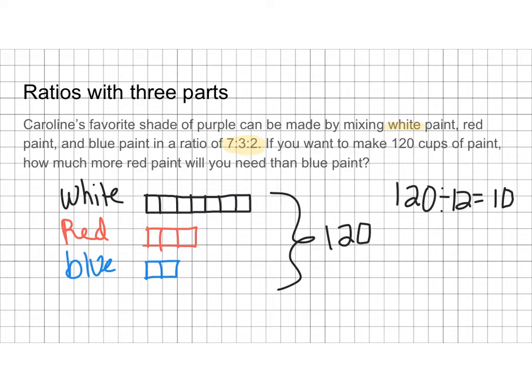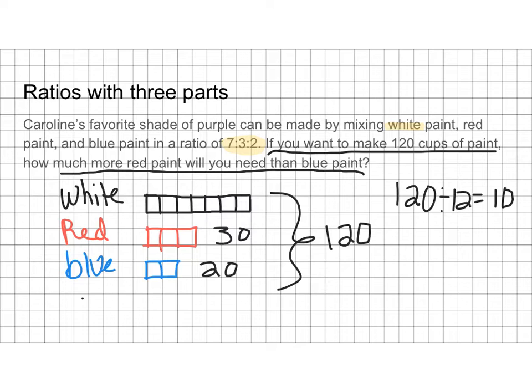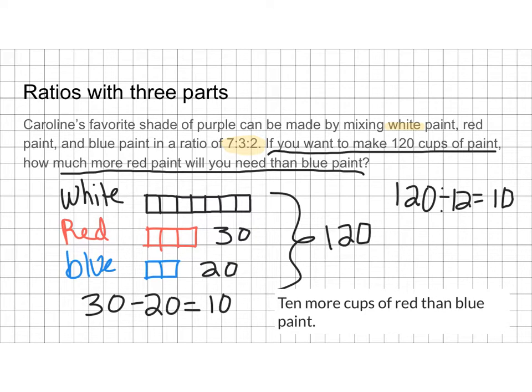And now let's look back at what the actual question was asking. It says, if you want to make 120 cups of paint, how much more red paint will you need than blue paint? So they don't really care how much white paint we use. We just want to know the difference between red and blue. So red has 3 groups of 10, so that's 30. Blue has 2 groups of 10, that's 20. So 30 minus 20 equals 10. So our answer is she needs 10 more cups of red than blue paint.